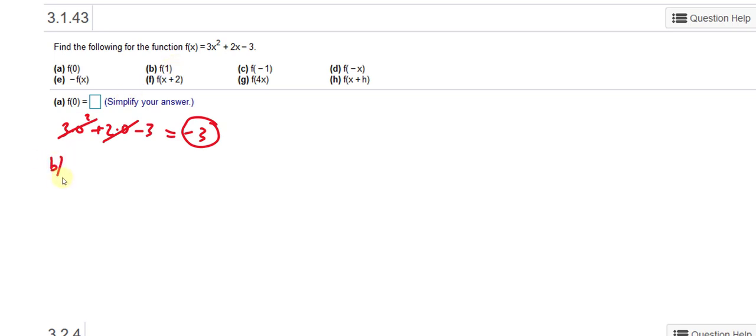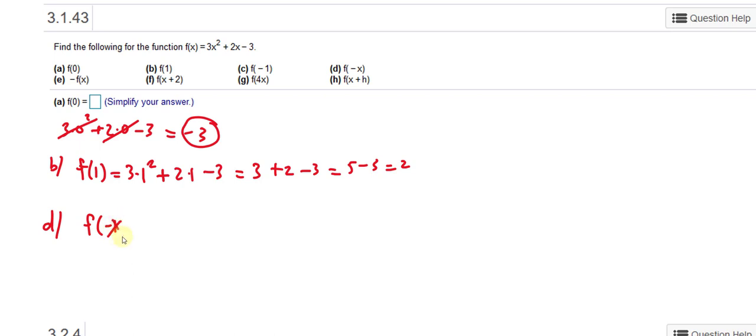For B, f of 1, that means anywhere you see the x now becomes 1. 3 times 1 squared plus 2 times 1 minus 3. 3 times 1 is 3. 2 times 1 is 2, minus 3. That's 5 minus 3, that gives me 2. And then so on for C. Similar. I'm going to skip C. Let's try D.